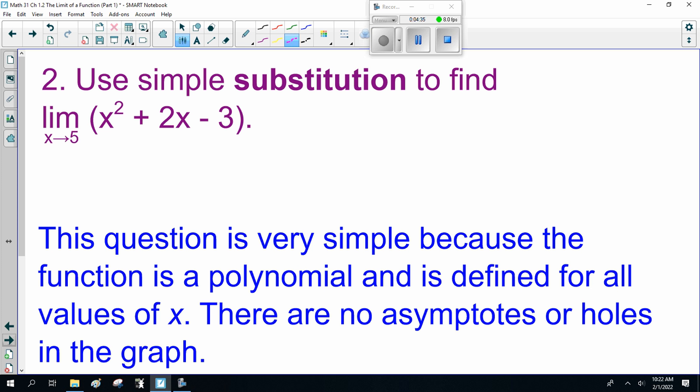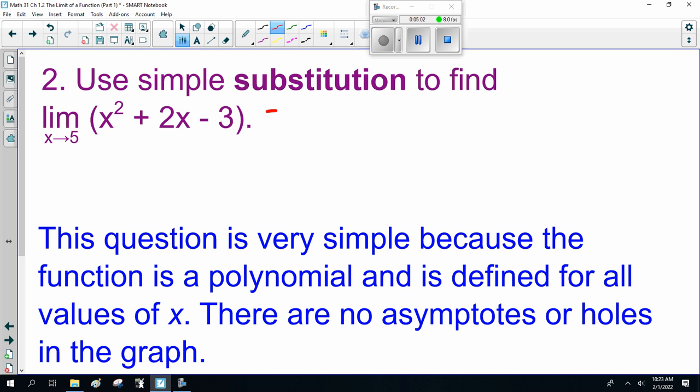All right? So, let's do some examples. So let's do number 2. Let's use simple substitution to find the limit as x approaches 5 of x squared plus 2x minus 3. This question is very simple because the function is a polynomial and it's defined for all values of x. If you look at the domain, x is all real, so this should work for x equals 5. There's no asymptotes, there's no holes. So what's the value here?